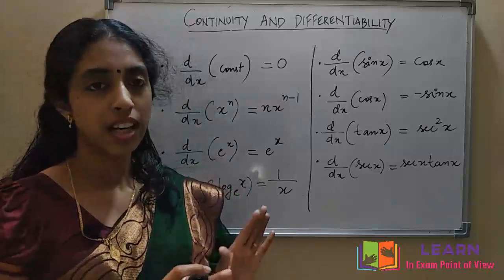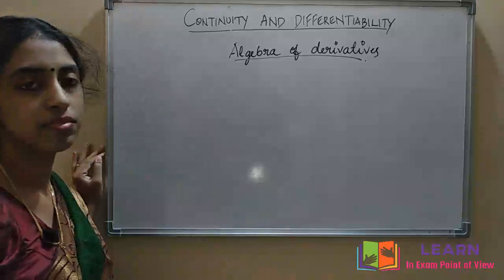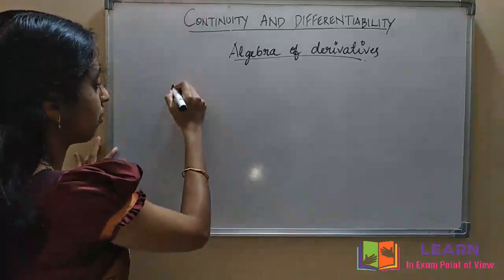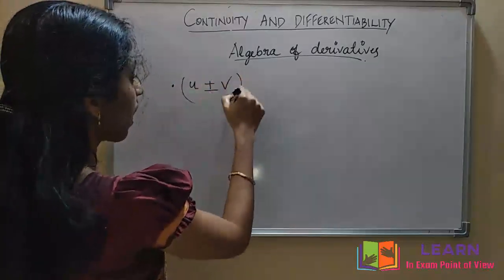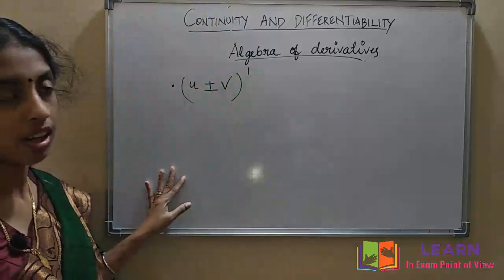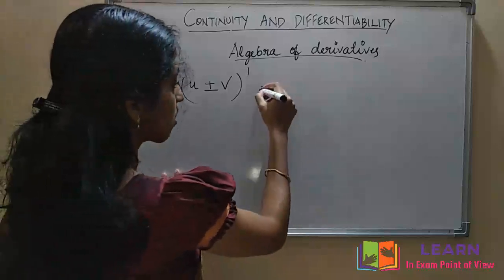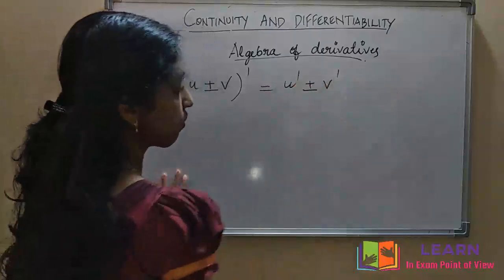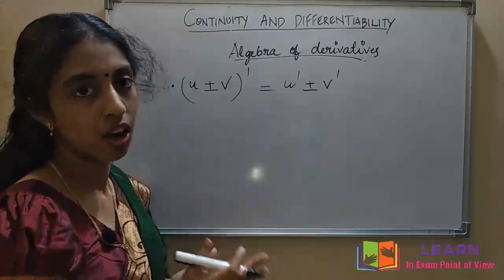Then next I will show some algebra of derivatives. First, (u plus or minus v) whole dash. If there are two separate terms, either addition or subtraction, we can find the derivatives separately. That is, first find the derivative of u, then add or subtract, then find the derivative of v. Separately we can solve.